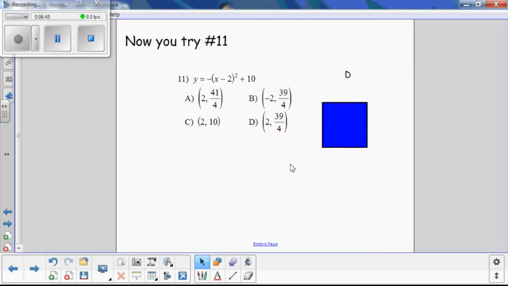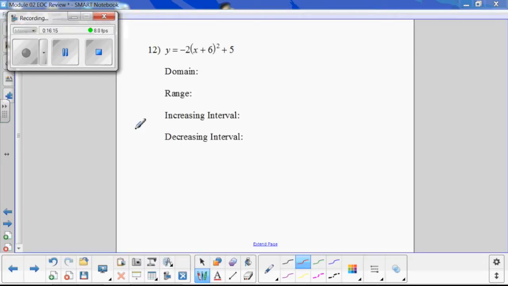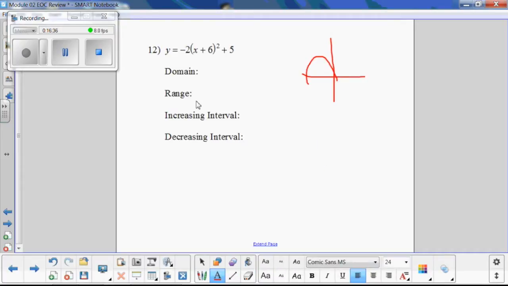Number 11, the answer choice is also D. For questions like this, we would first want to talk about what our parabola actually looks like. This one would be facing down because of that negative. Its vertex would be at (-6, 5). So it would look something like this. Then we can fill in our information.